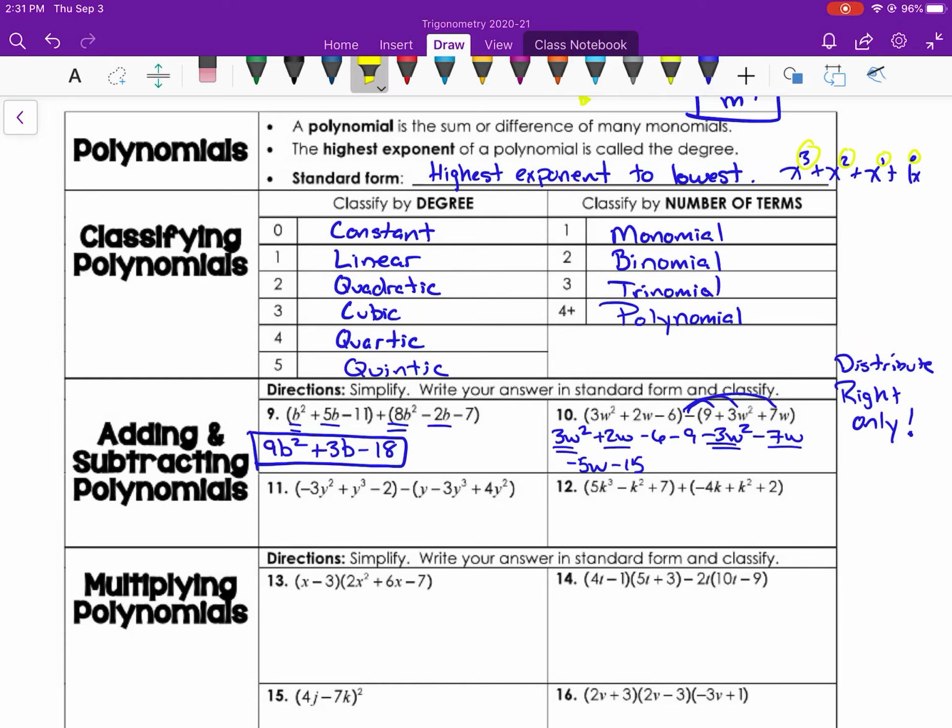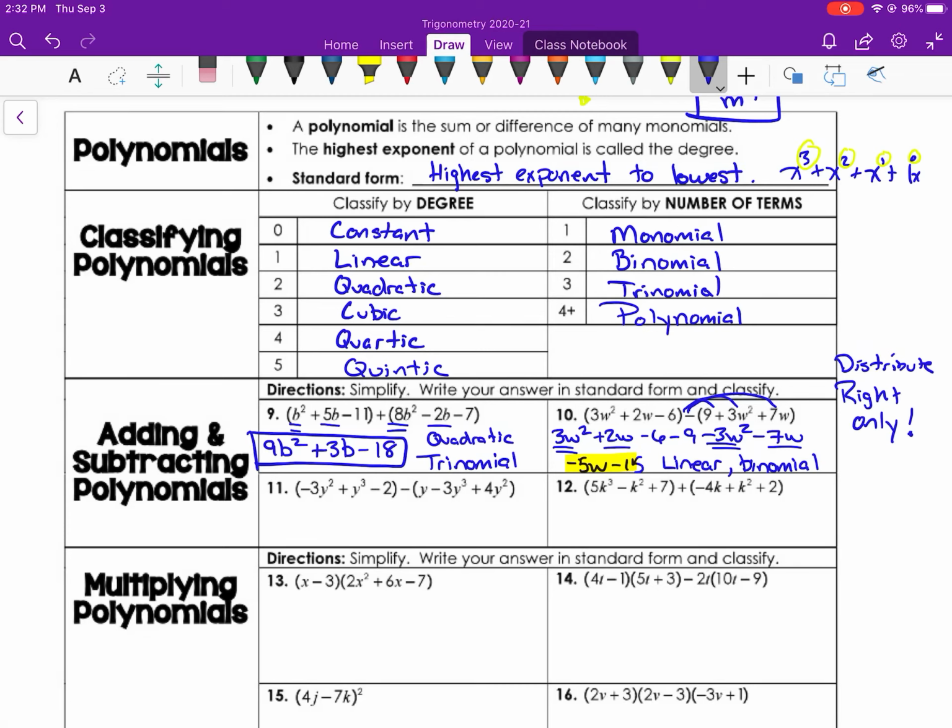For this one, the number 9 that I forgot, we'll go back to, we have to classify it. So this is a linear. What degree is it? It's linear, and then how many terms? So it's a linear binomial. And then number 9, I have b squared, so this is a quadratic trinomial.